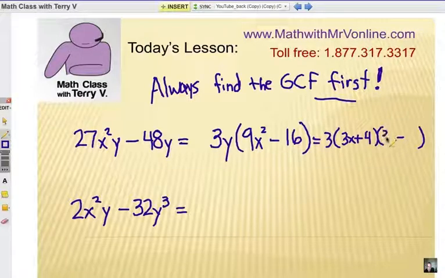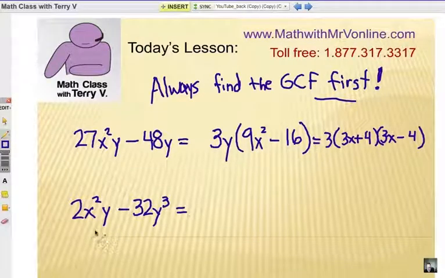3x plus 4, 3x minus 4. Now if we had some spare time and had nothing else going on in our lives, we certainly could use the FOIL method to multiply it out and double check. But that's how you'd factor that expression. Look for the GCF first.